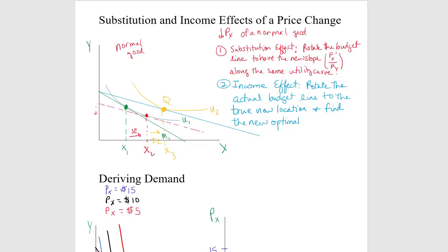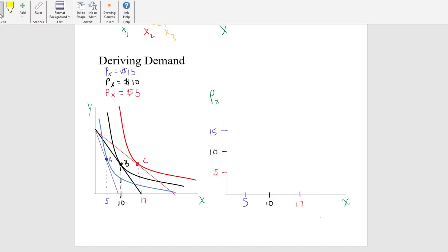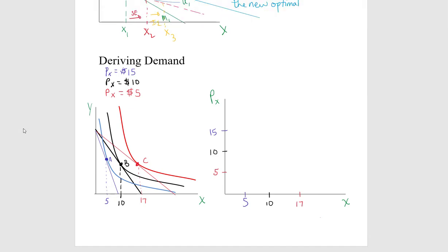A final concept to look at is the derivation of demand from these budget lines and indifference curves. I've already sort of mapped this out a little bit, so we can look at it fairly quickly. But I wanted to show you how we get that law of demand and derive the demand curve from these points that we've already talked about, these optimal points in the consumer's consumption bundles. So I've got the price of X being $15. That's represented by the blue lines.